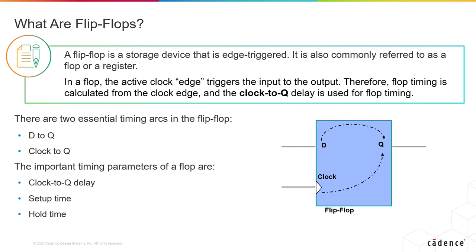When you look at the timing calculations, the clock to Q delay of the clock to Q timing arc is what is used in timing. STA tools will use that clock to Q delay. Whenever you look at timing reports, the delays are calculated from the clock edge. So the important timing parameters in a flop are the clock to Q delay. We also have setup and hold time requirements. We'll talk about those in a second.